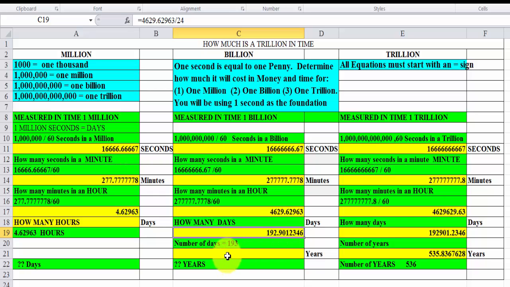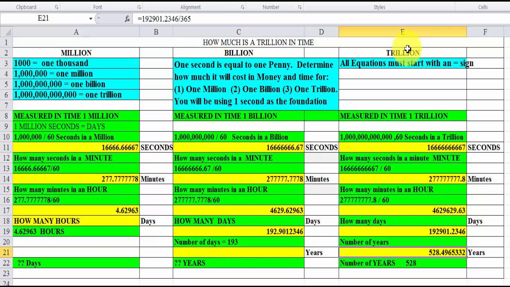So you'll notice we end up with 193. Rounding it up, 192.9 is 193. So it's 193 days for a billion. Okay, let's look at trillion. Now a trillion, look at the size of this number. Divide that by 60. Whoa, that's going to be an awful lot. So here's the equation: 1 trillion divided by 60 gives us this answer.